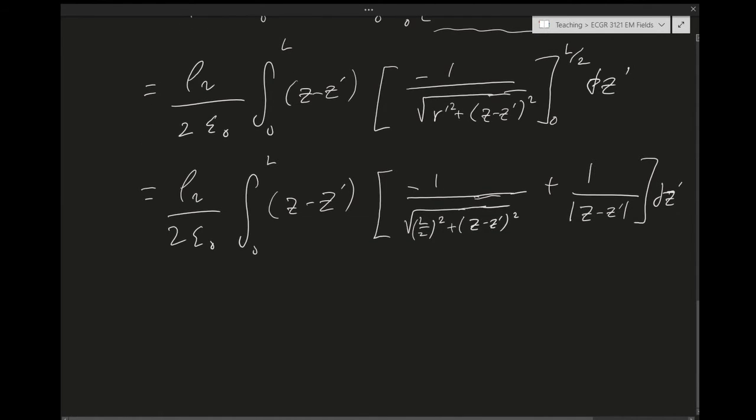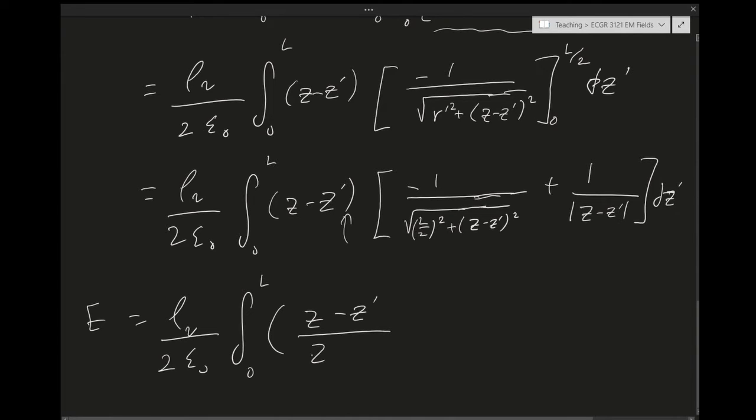Now all that remains is to bring z minus z prime in and continue the integration. The final part of the integration is the integration with respect to z prime. So I'm going from 0 to L of z minus z prime over the magnitude of z minus z prime, minus z minus z prime over square root of L over 2 squared plus z minus z prime squared, dz prime. Okay.